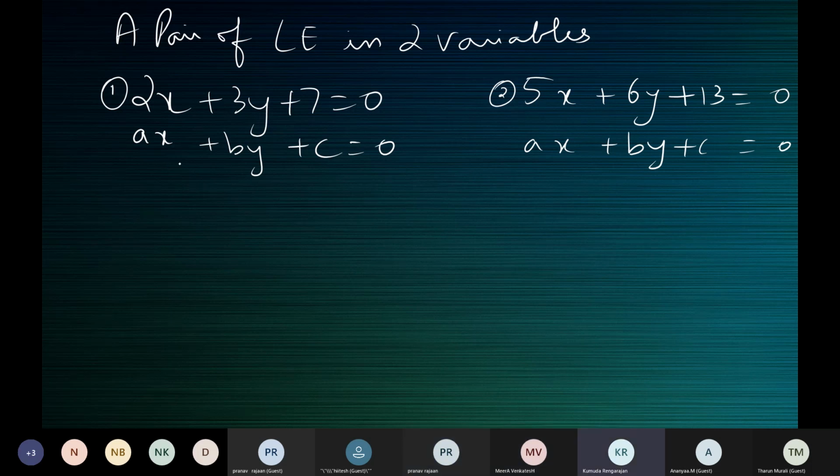Correct. I heard it right. So x and y, don't disturb x and y. X and y are the variables. Don't write x1, y1, because the variables are not x1, y1. The variables are x and y.